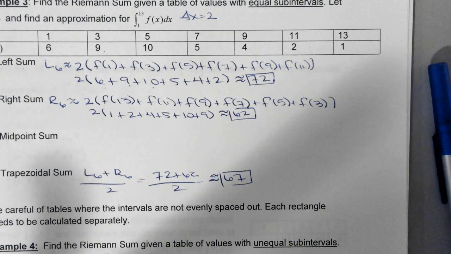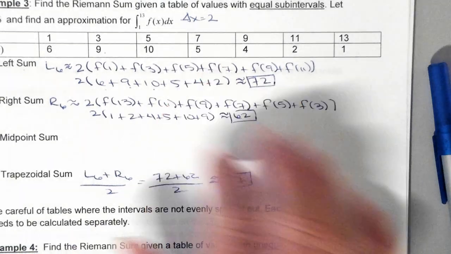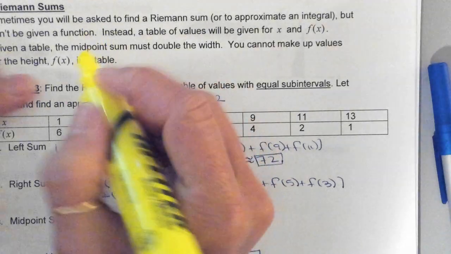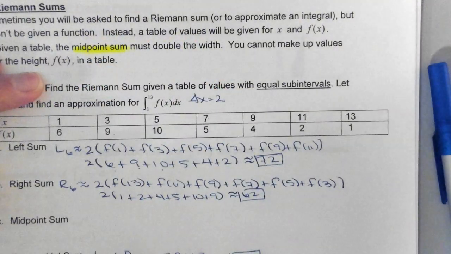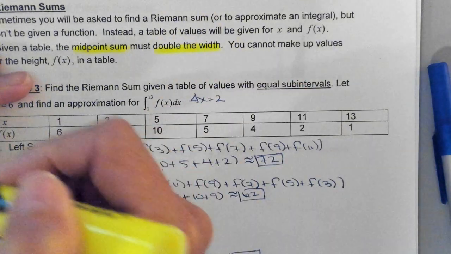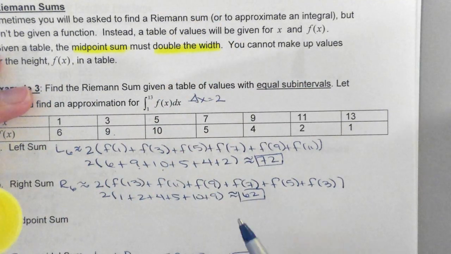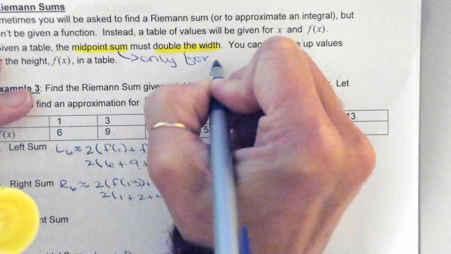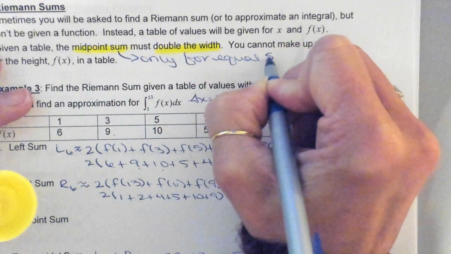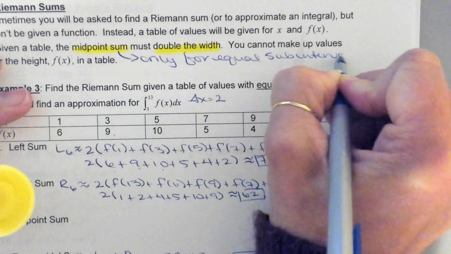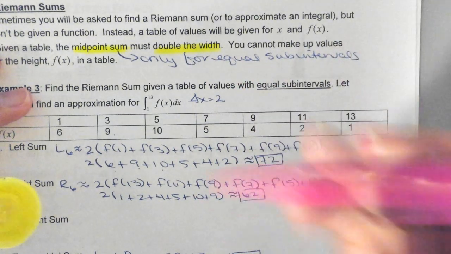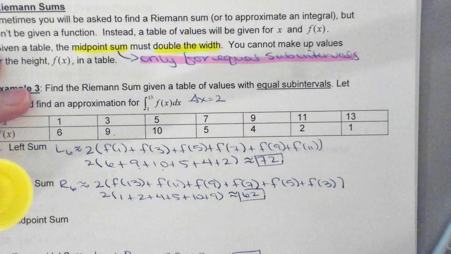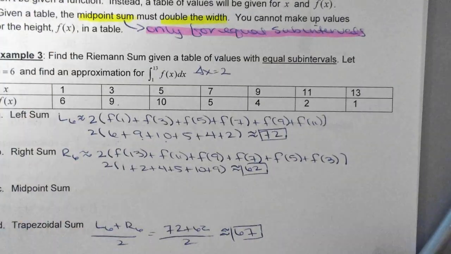You could if you really had to, because these are equal subintervals. When you have equal subintervals, using the midpoint sum, you will double the width. This is only when you have equal subintervals. This is really important because when I do the second table, you can't do this. So we already determined equal subintervals, true?